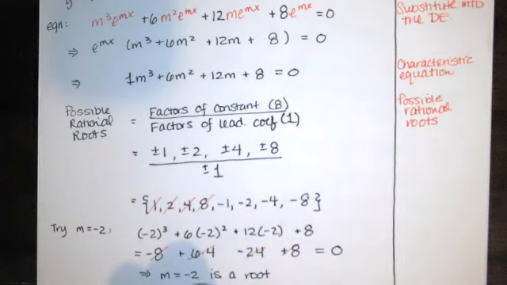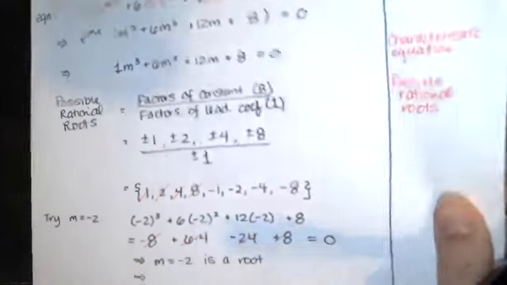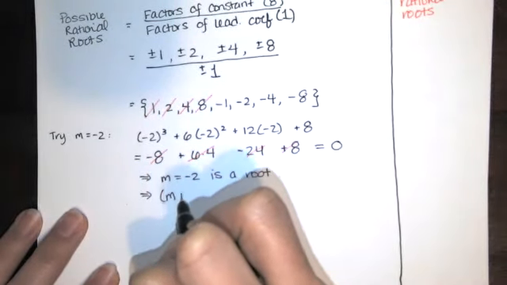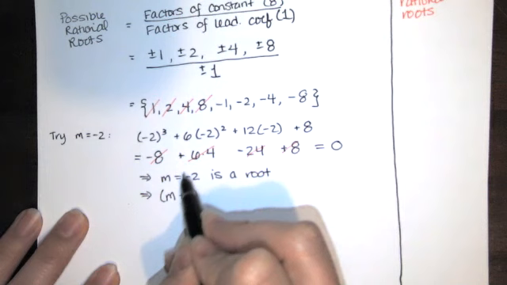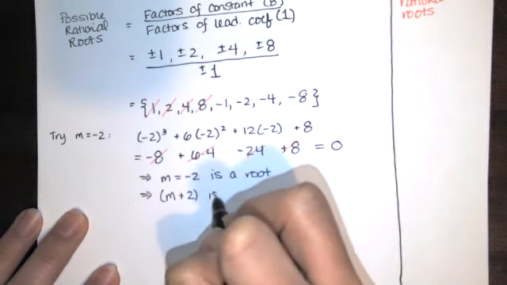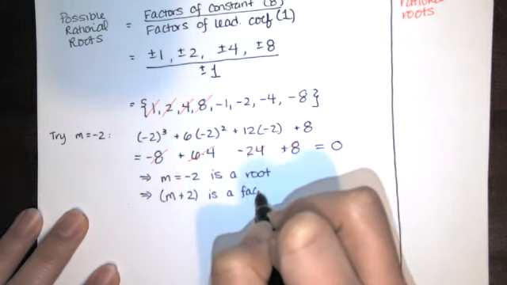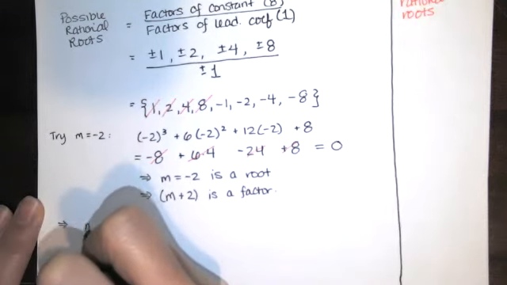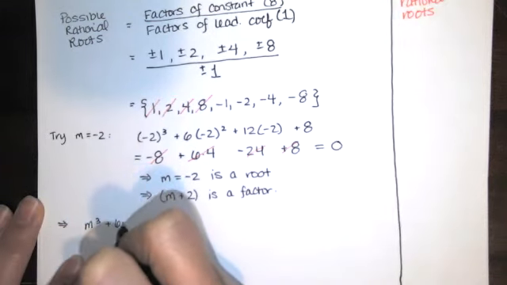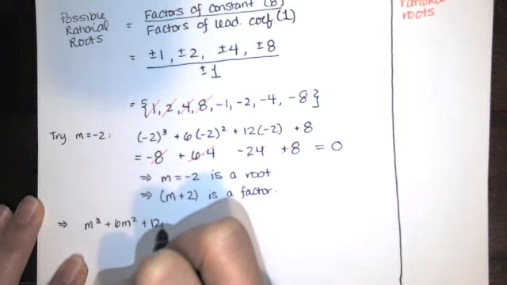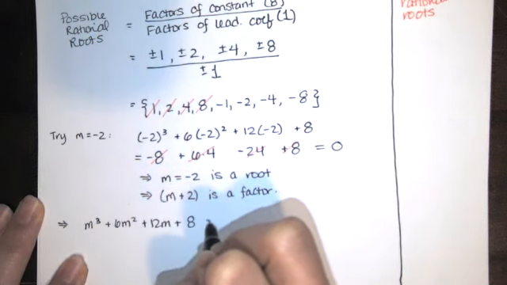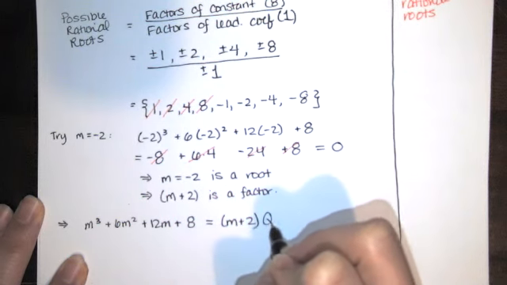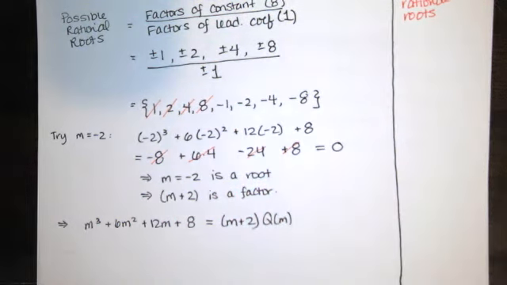And remember what we learned in pre-calculus. If m equals -2 is a root of a polynomial, then m plus 2, that's m minus this value, is a factor of that polynomial. So that means that the original polynomial, m cubed plus 6m squared plus 12m plus 8, can be written as m plus 2 times some polynomial over here.